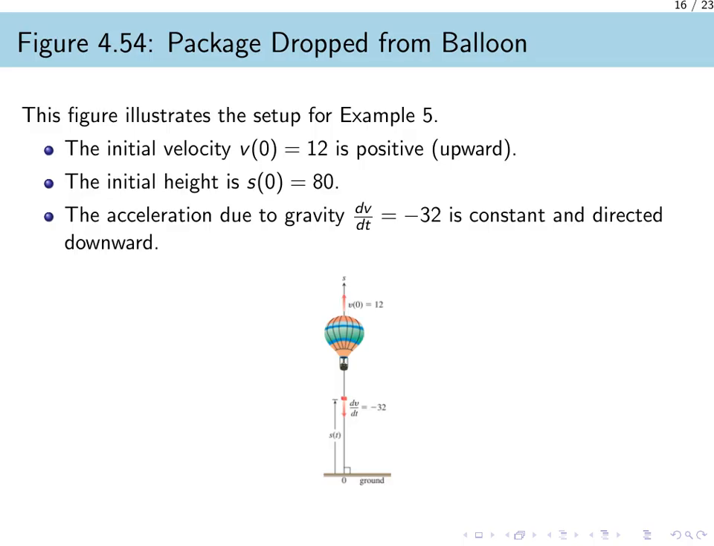Once dropped, the main force I will consider is gravity, which causes a constant downward acceleration. Since acceleration is the rate of change of velocity, we can write this as the differential equation dv over dt equals negative 32 feet per second squared. The value is negative because gravity pulls the package downward in the direction of decreasing height. These three facts give us the complete mathematical model we need to find the package's position at any time.